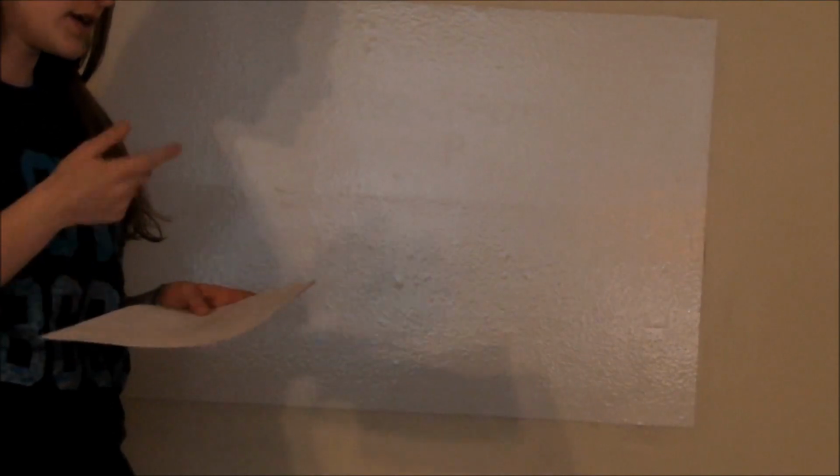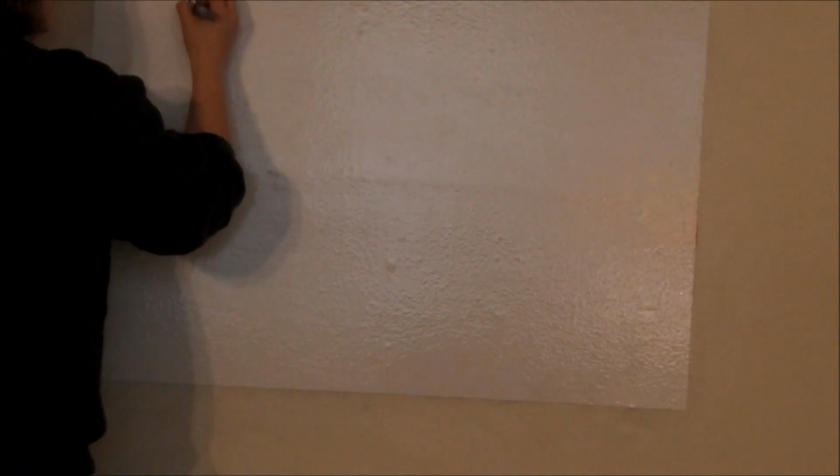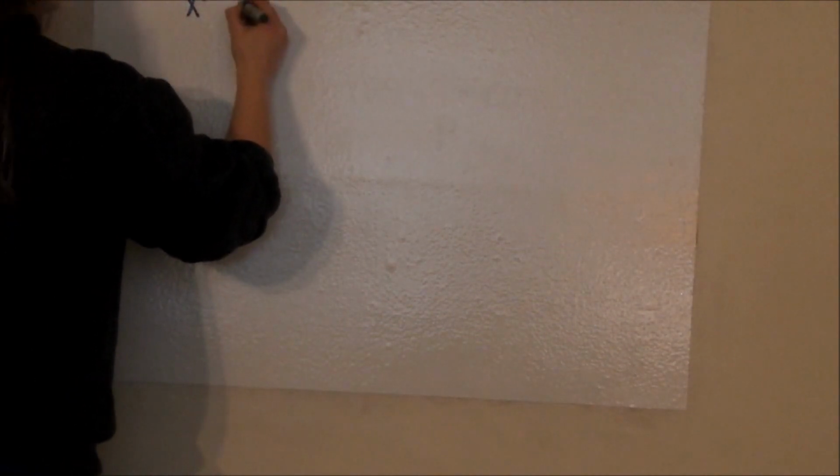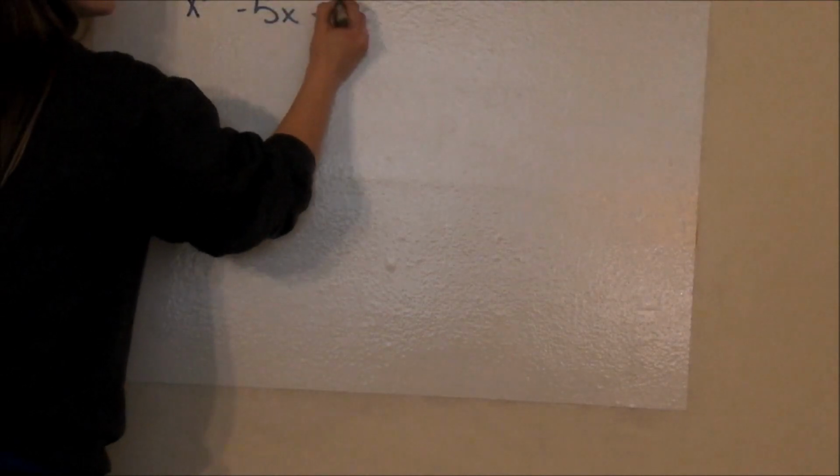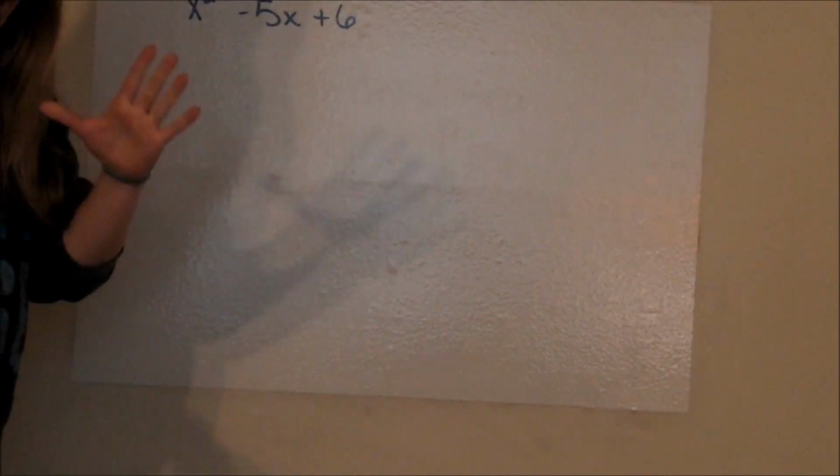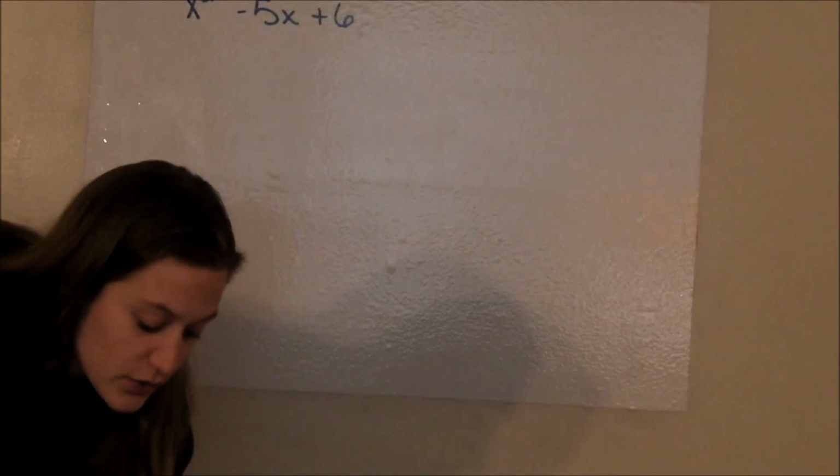So for our next example, we're going to find all the possible rational roots, and then we're going to take them and find the factors based on the rational roots that we find. So our example here is x squared minus 5x plus 6. So our first step is what? To find P's and Q's.